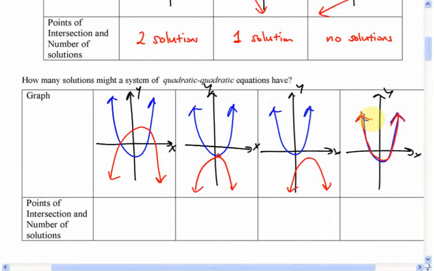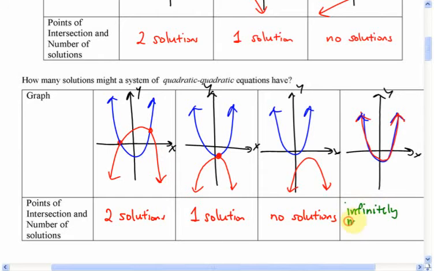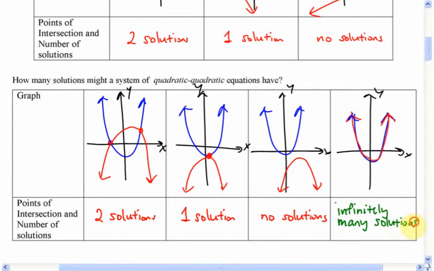So, how many points of intersections do you see? Looking at the one on the left, I see 2. Here, 2 solutions. In this case, I see 1 solution. This one, no solutions. But then we have this interesting case where the 2 parabolas actually lie on top of each other. We call this infinitely many solutions. Okay, so these are the 4 different types of systems that you could see.